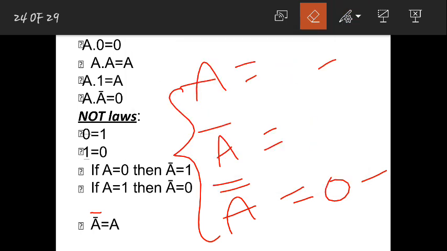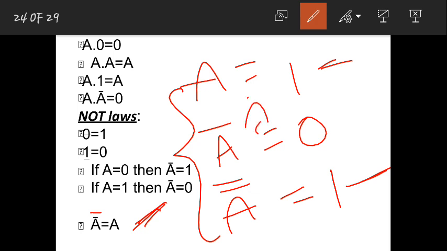Same way, instead of this you take 1 here, then A bar will become 0, and already A bar is equal to 0, A double bar will be equal to 1. So, A and A double bar are equal. Is that fine? So, this law is correct. You can't take A bar is equal to A, that is wrong. Okay, they have mentioned it wrong in this slide, so correct it.